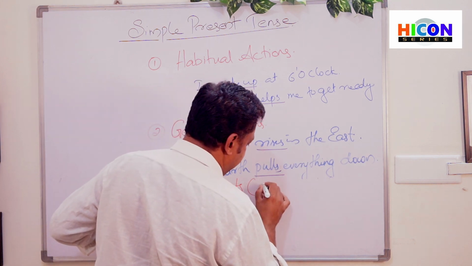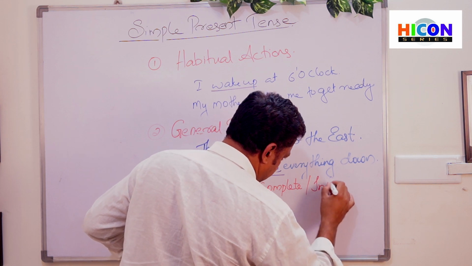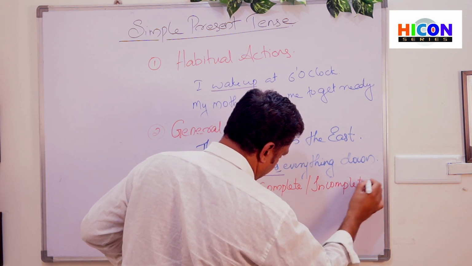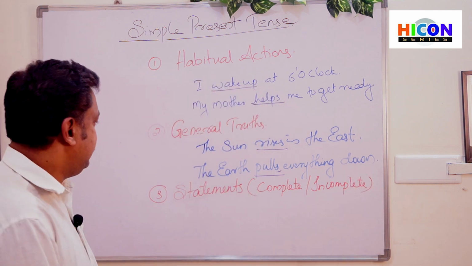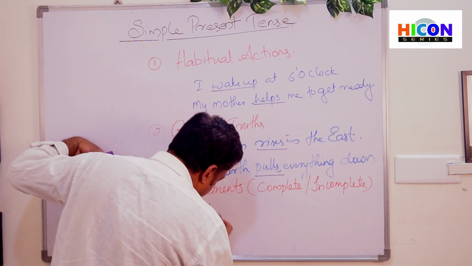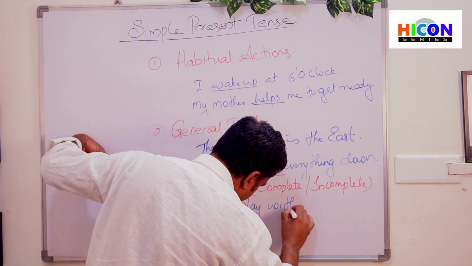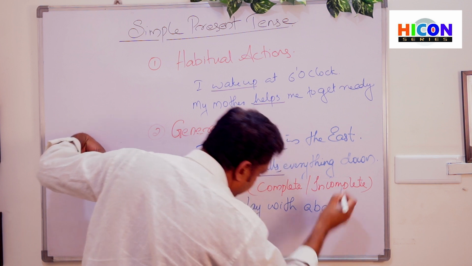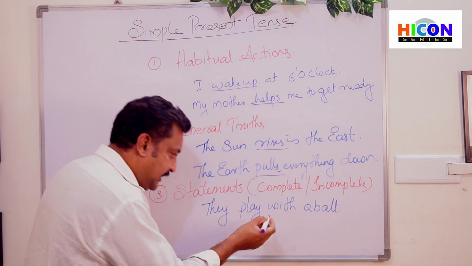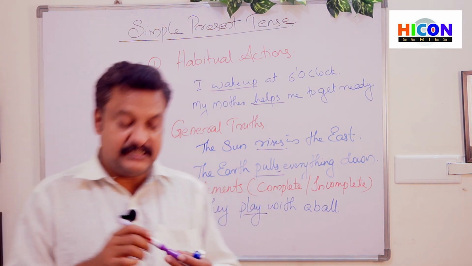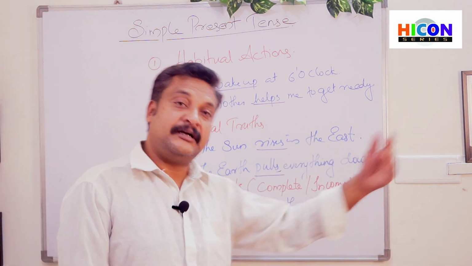Without mentioning whether it is complete or incomplete. Okay, when we say a sentence, for example, they play with a ball. Okay, I've just made a statement. We have got a verb in this, play, that is in the simple present tense. But have I said, are they playing now? No idea. Have they completed playing?